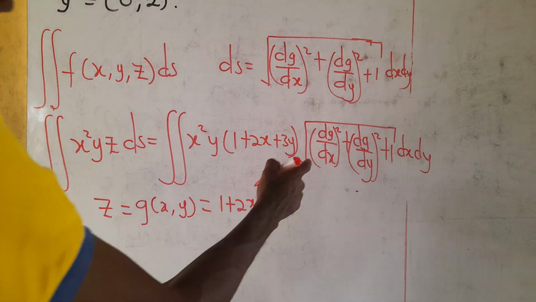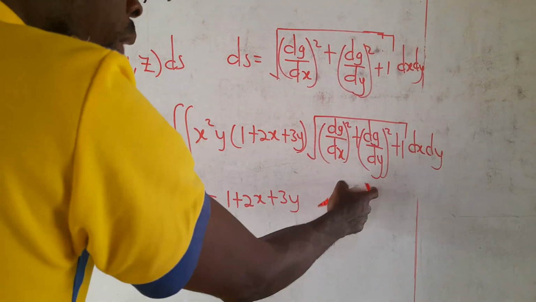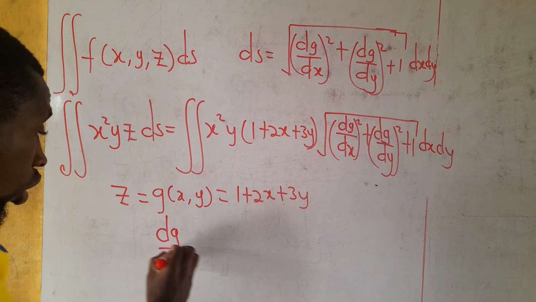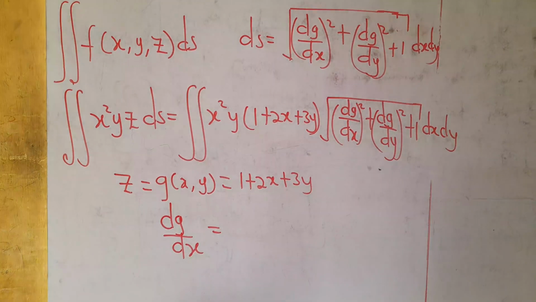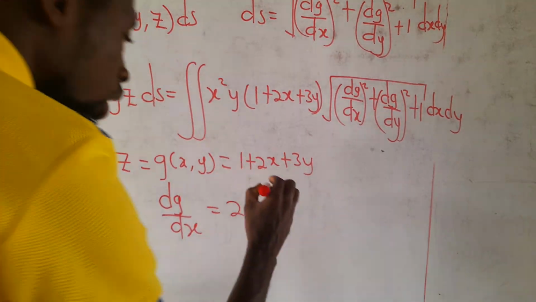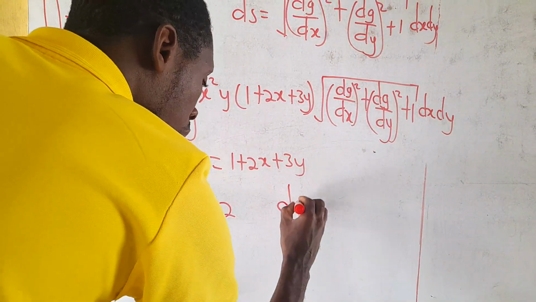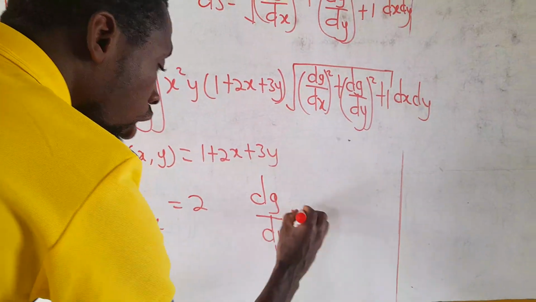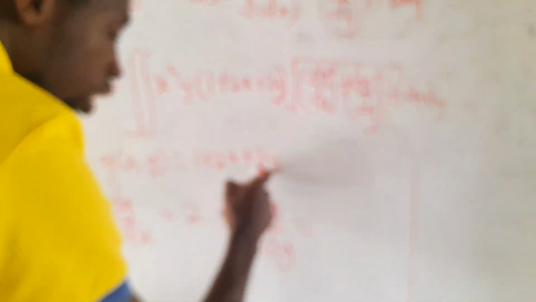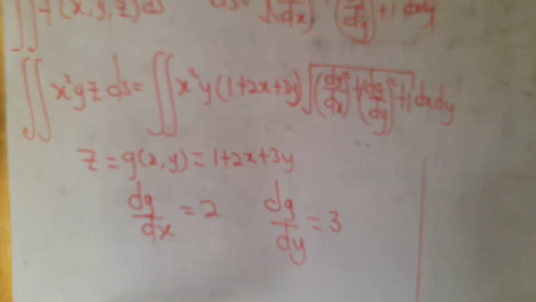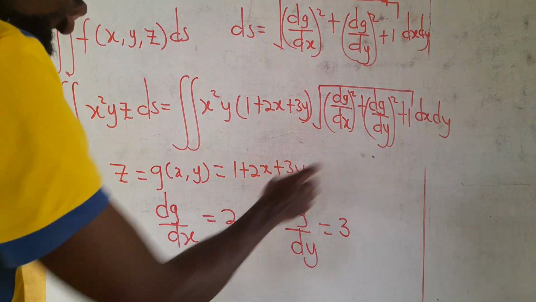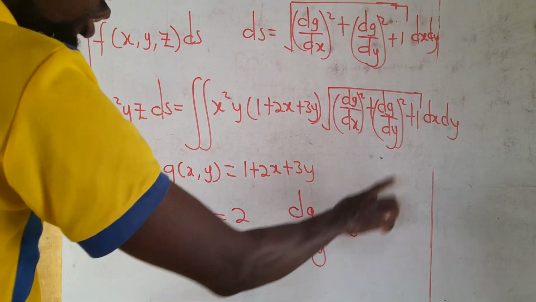So we can perform the partial differentiation of this function with respect to x, and with respect to y. We can say our dg over dx, so y will be held constant. This will be 0, then this will be 2, then this constant is 0. Then my dg over dy is equal to, this is 0, since they will be constant, then this will be 3. So now we substitute: in place of dg over dx, we substitute 2, and dg over dy, we substitute 3.